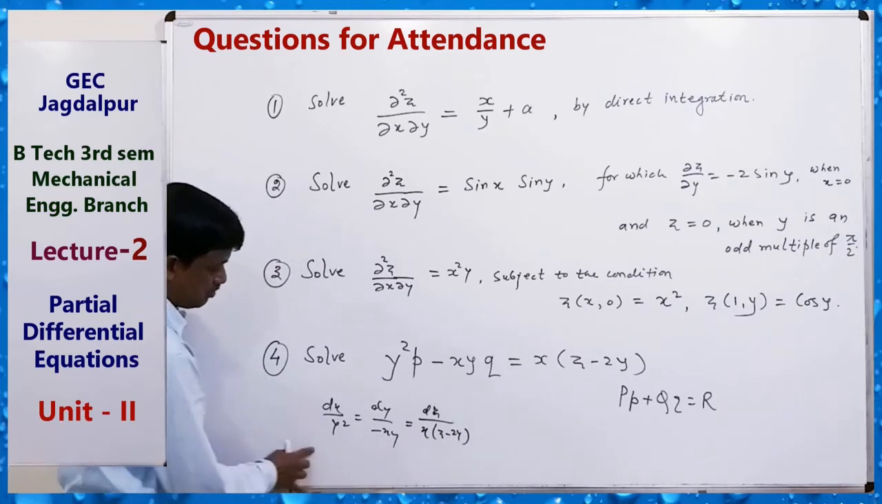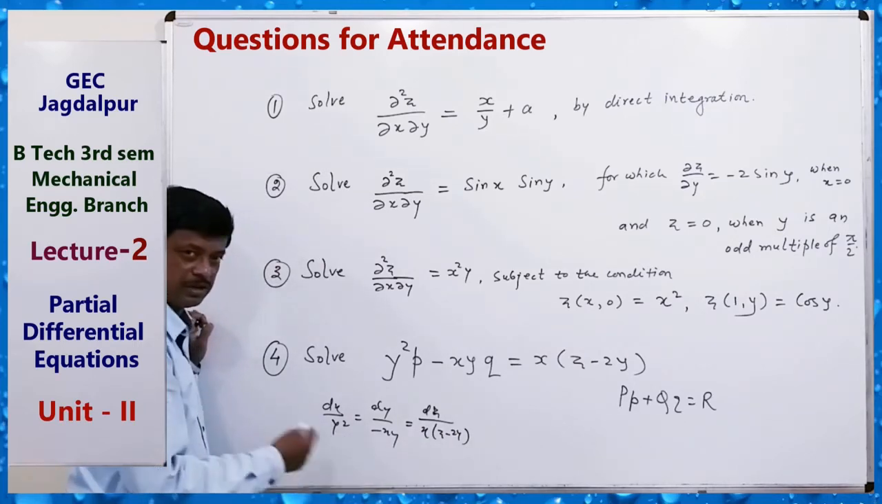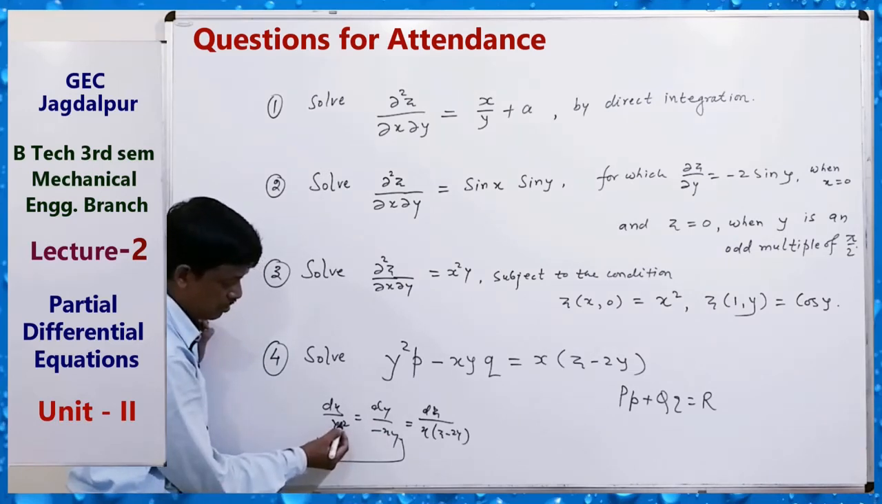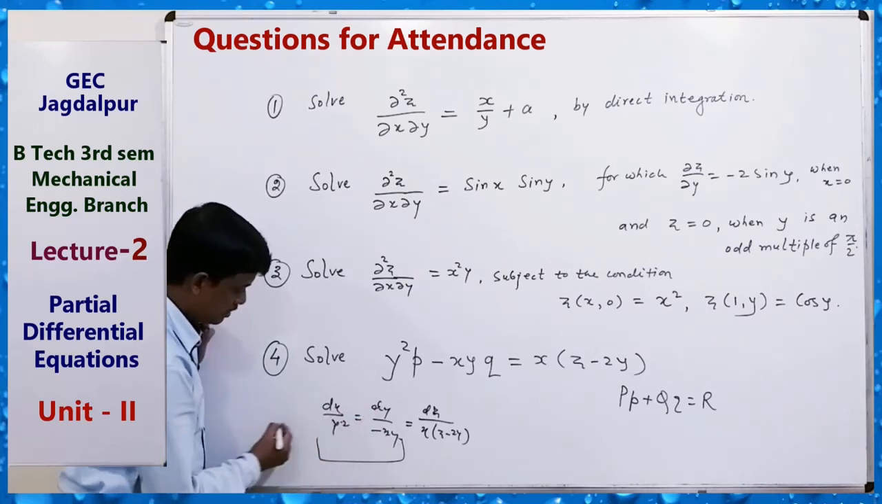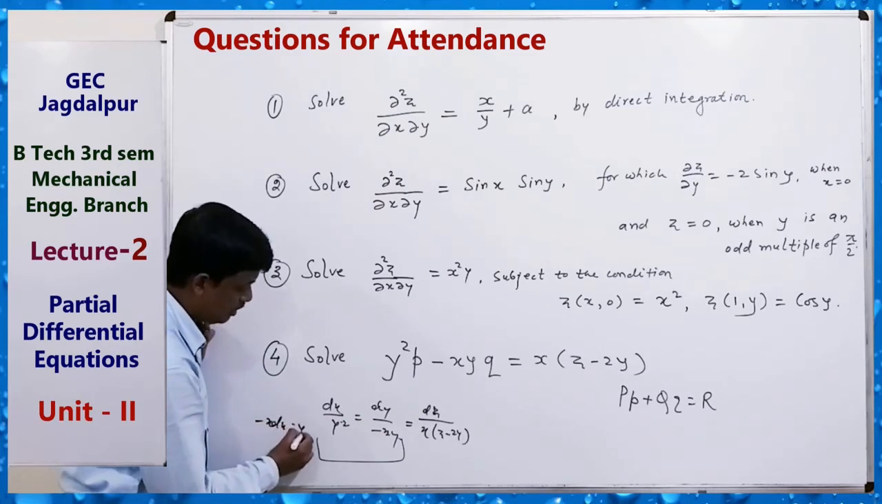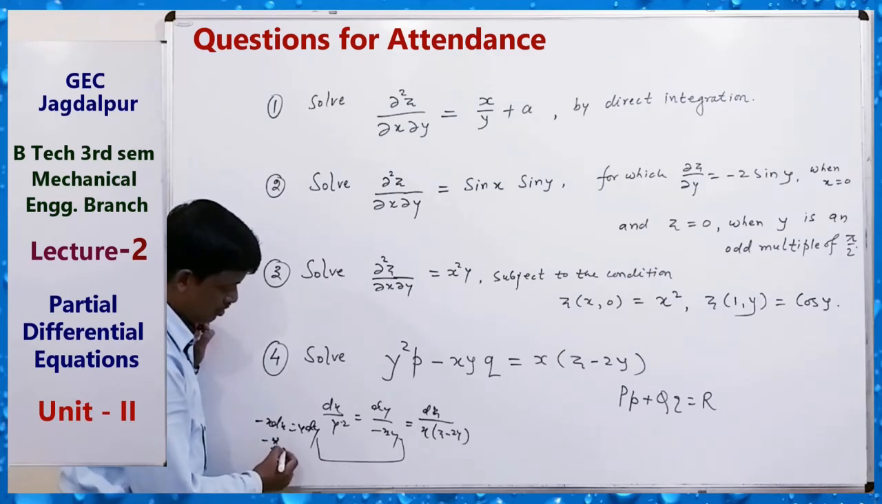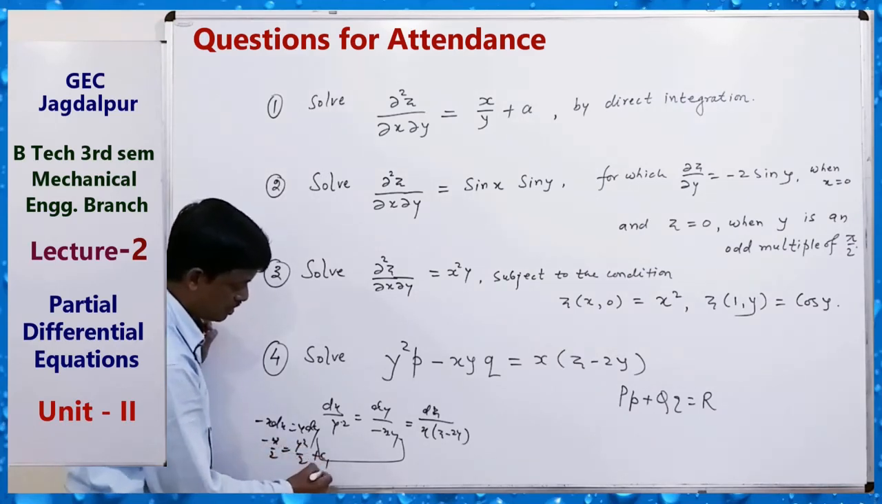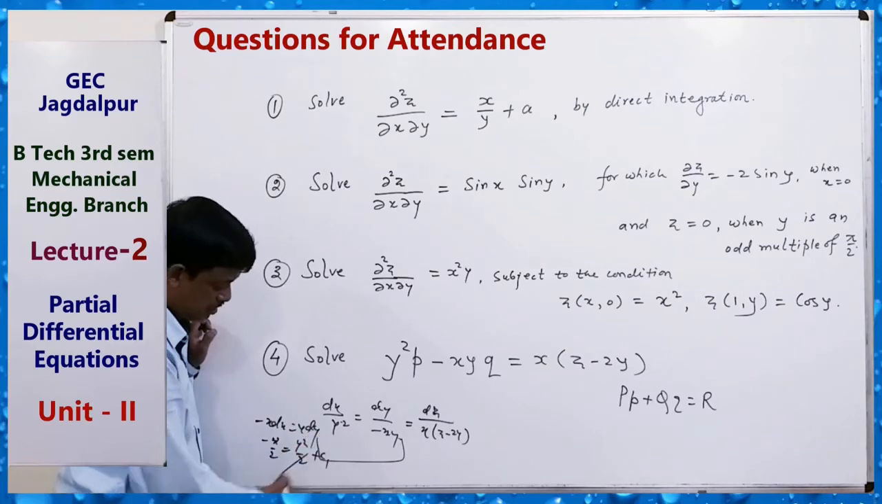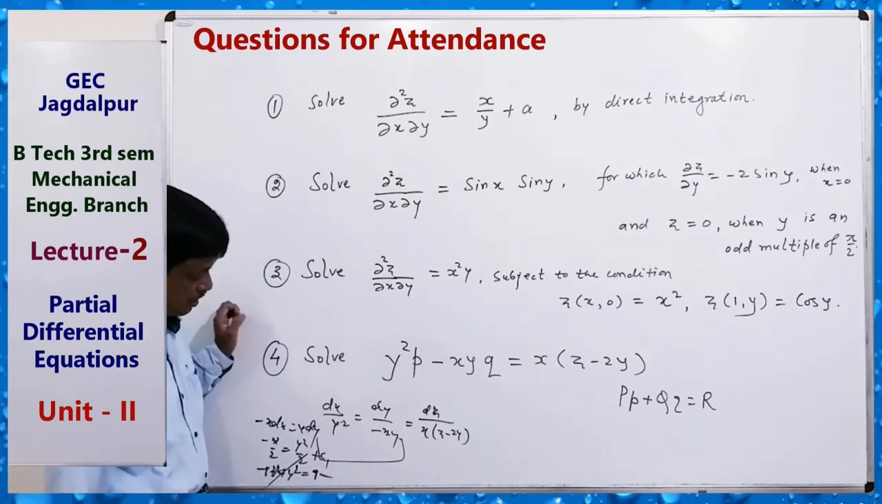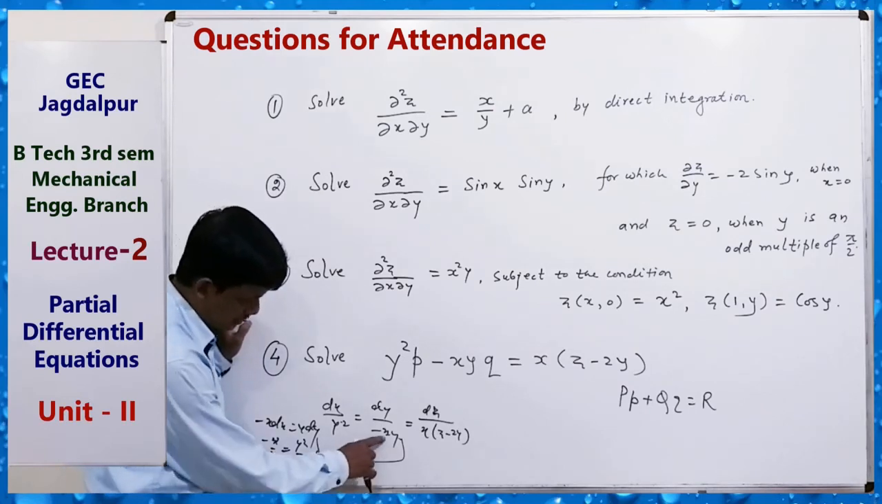So taking the first two, very simple. If we take the first two, then y cancels, a single y will be here. So y dy equals minus x dx. We can integrate it. Minus x square by 2 equals y square by 2 plus some constant. So you can write the equation as x square plus y square equals a. That is the first equation.